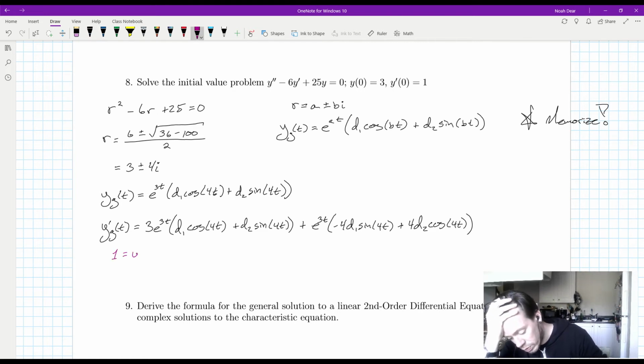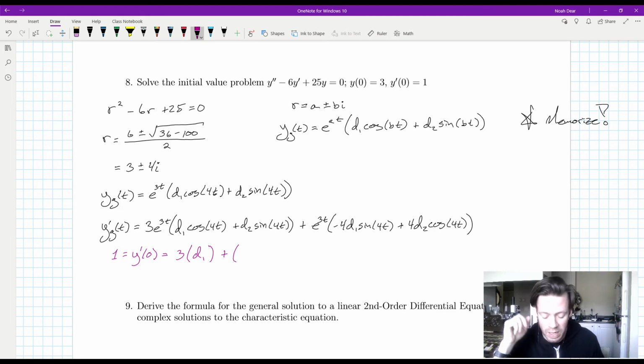So I'll go ahead and plug in 0 to my derivative here. I get 1 equals y prime of 0. So when I plug 0 in here, we're going to get 3 times d1, since cosine of 4 times 0 is cosine of 0 is 1, so we just get a d1 there. The sine of 0 is 0, so that second term inside these parentheses is going to cancel out. And I'll have a plus. E to the 3 times 0 is just e to the 0 is a 1, so I don't need to worry about that. Inside these parentheses, the sine is going to cancel out the first term. The second term is going to be 4d2 after plugging in 0 for t and getting cosine of 0, which is 1.